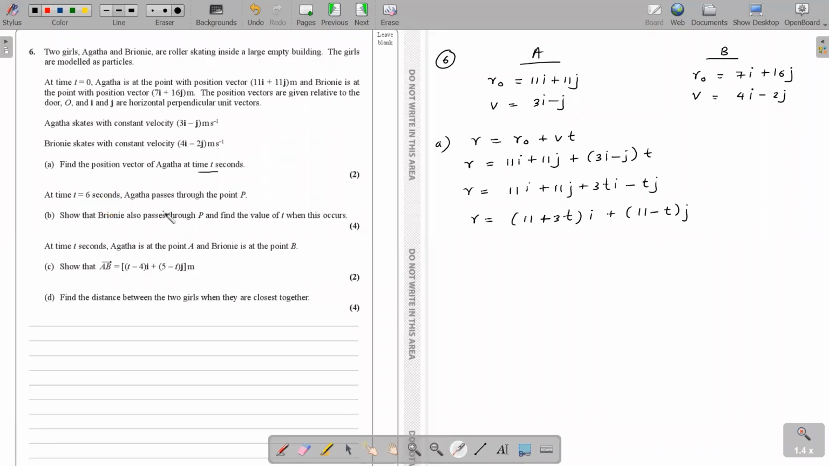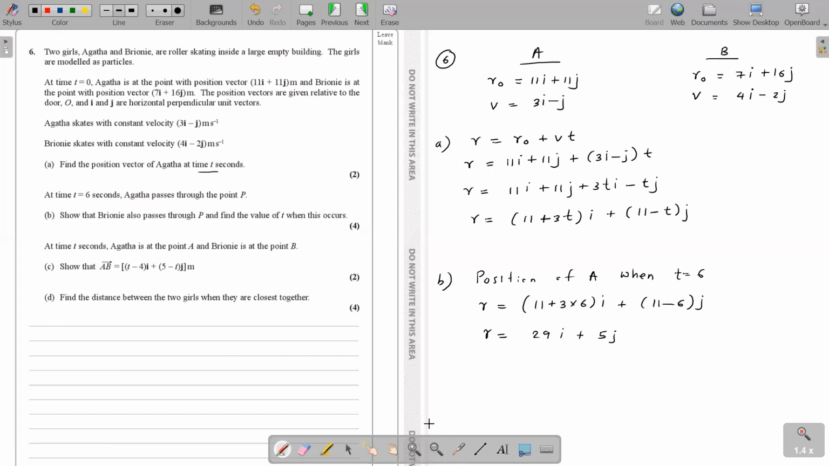At time equals 6 seconds, A passes through the point P. Show that B also passes through P and find the value of t when this occurs. Okay. So at time 6 seconds, A passes through the point P. Let's first get the position vector at time 6 seconds. You can find the position vector of A, right? So get the position of A when t is 6. r equals (11 plus 3 times 6)i plus (11 minus 6)j. How much do we get for r? 11 plus 3 times 6 is 29i, and 11 minus 6 is 5j. This is the position vector of A.